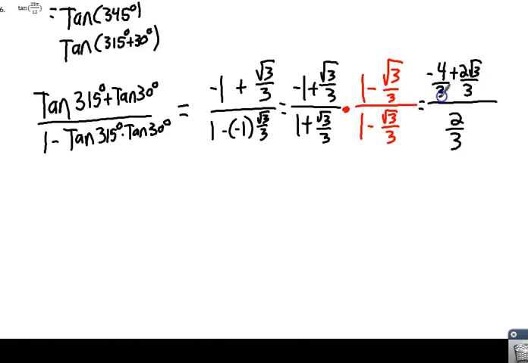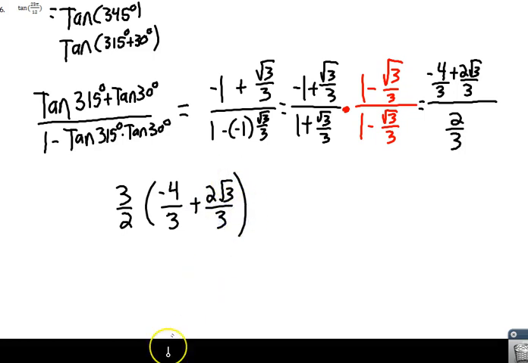Now, I can't leave it like that. Sorry, that's a little awful. So instead of dividing by something, I'm going to multiply by the reciprocal, being 3/2. Now, when you do this, that's going to require you again to do a little distribution action.